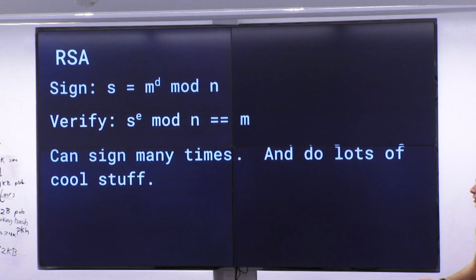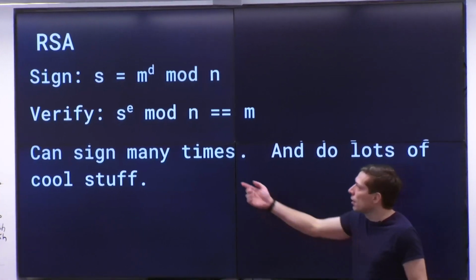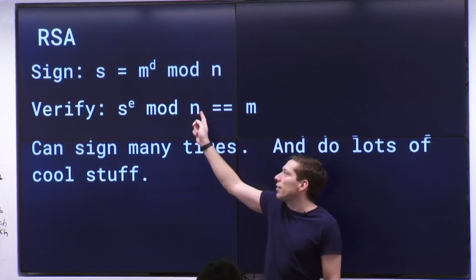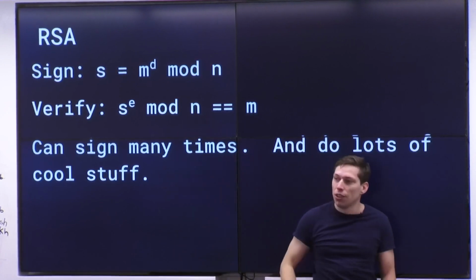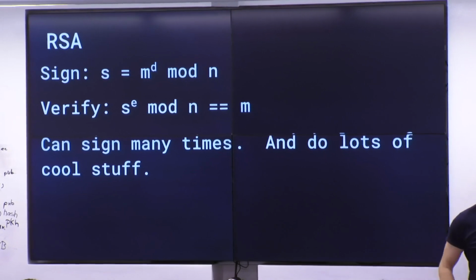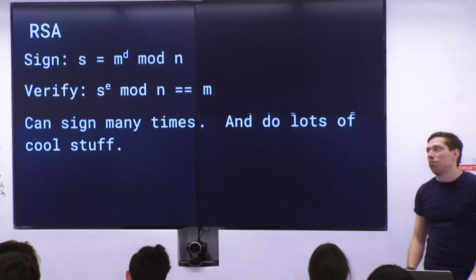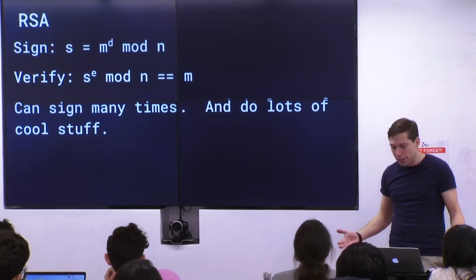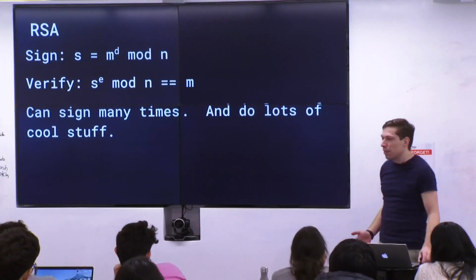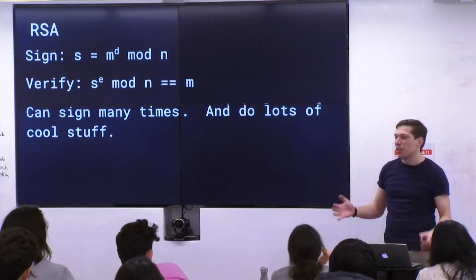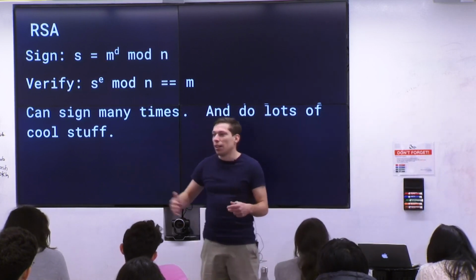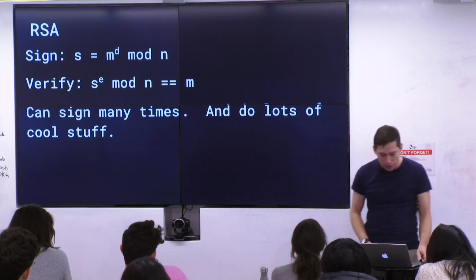I can use it the same thing a bazillion times with different M's, and that doesn't give any help on how to factor N or how to compute D. So this was late 70s also, RSA, and one of the first, like, hey, we can do better than hash functions. It was developed at around the same time as hash-based signatures. All of these things were coming out at the same time.